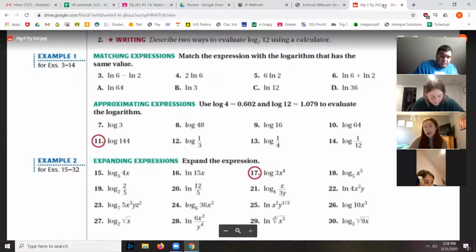glorified homework. I hate logs already. I don't even know what this is. Wait, so we didn't have an actual test yet? No, it's not an actual test.